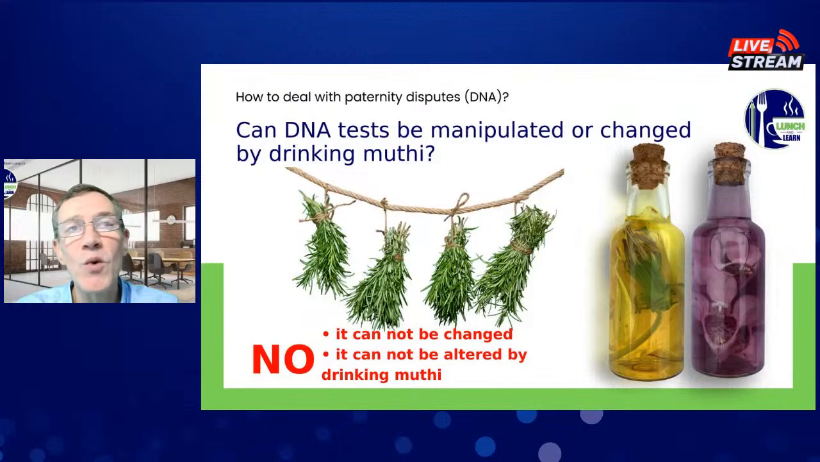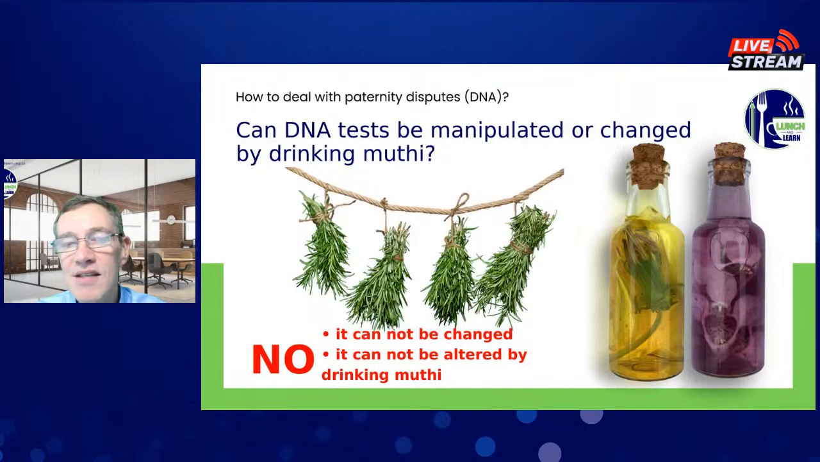Now we come to the question: can DNA tests be manipulated or changed by drinking any form of substance or muthi? And the answer here too is no. There is no way. Like I've said previously, your DNA is contained in each and every cell of your whole body, and you only need one cell in order to establish paternity. The DNA profiling of only one cell is needed. Usually we do it by drawing blood, and I'll explain the process in a while. But no, there is no way that the DNA results could be altered by drinking any form of substance.